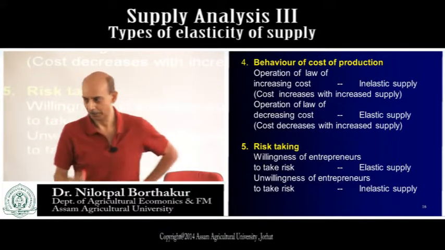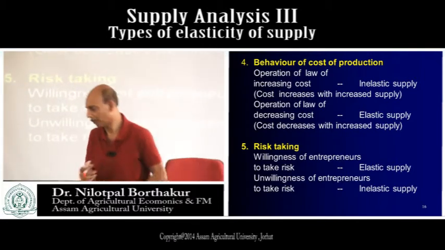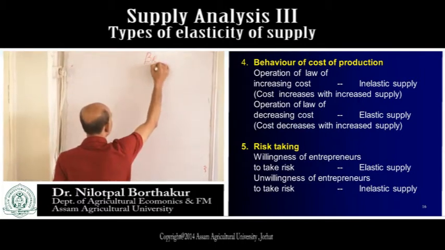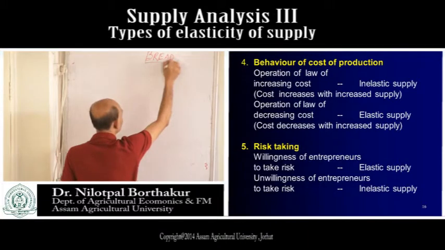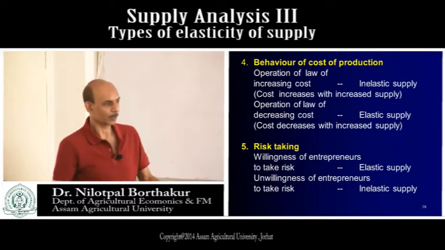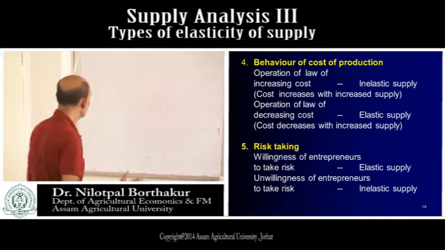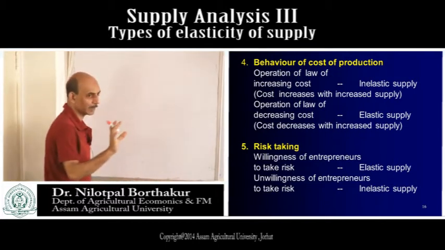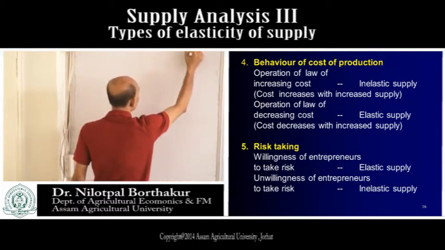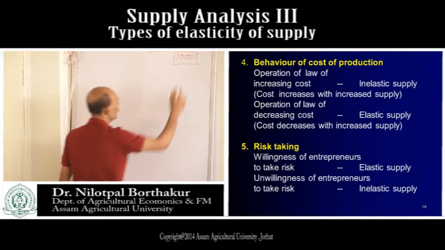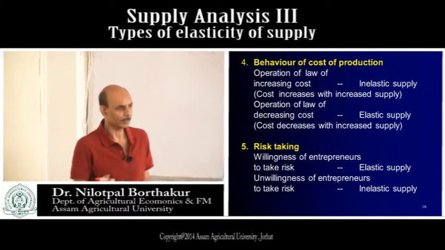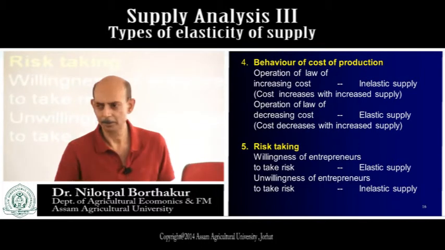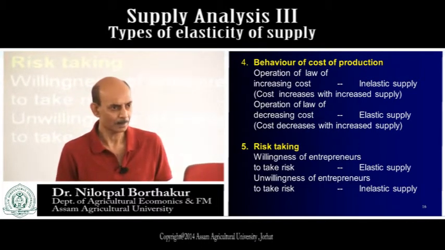Suppose I give you a situation. Suppose you are an entrepreneur, you want to produce bread. It's a very common item, that is why I am taking this. You have installed a bakery, and that particular bakery or oven, whatever it is, can produce 1,000 breads per run. Per run means if you use the oven once, it can produce 1,000 breads.